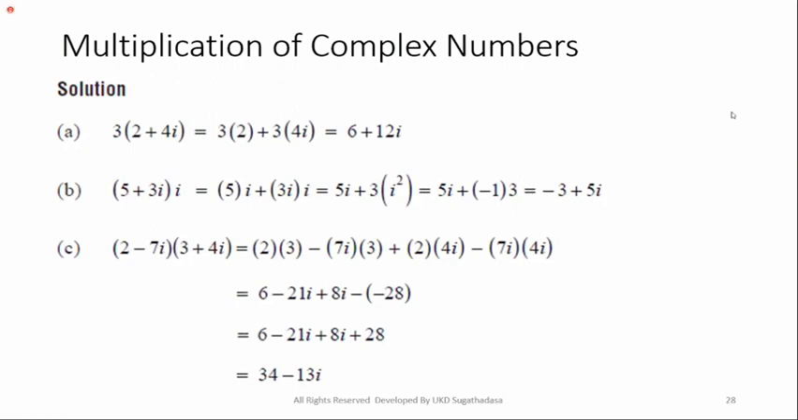There's a final one. There are four terms when you multiply 2 times 3, 7 minus 7i times 3, and so on. You can understand. Again, you get the minus. i squared is -1. Therefore, the final part is plus 28. Finally, you should get the answer 34 minus 13i.